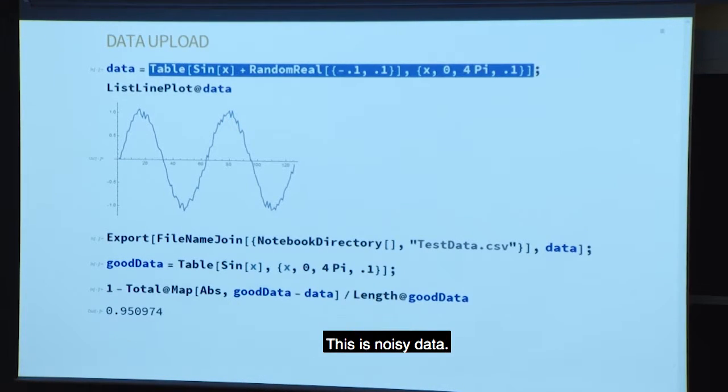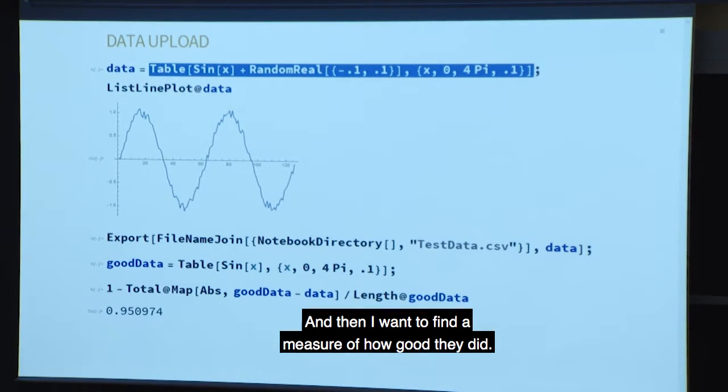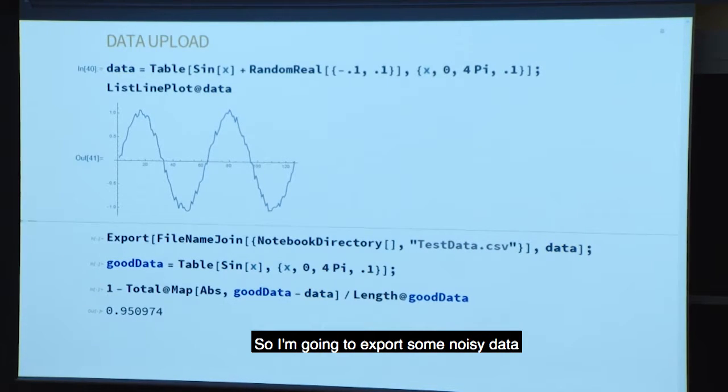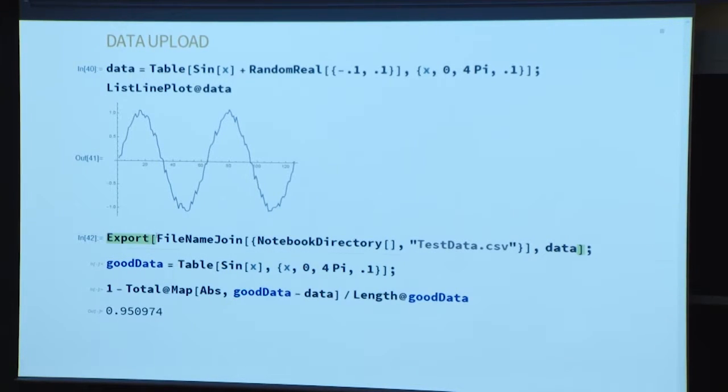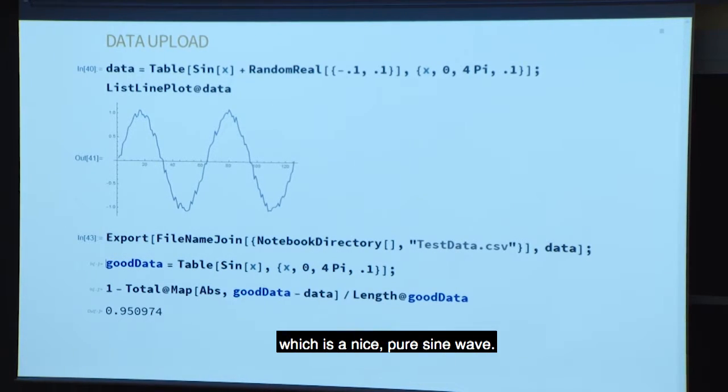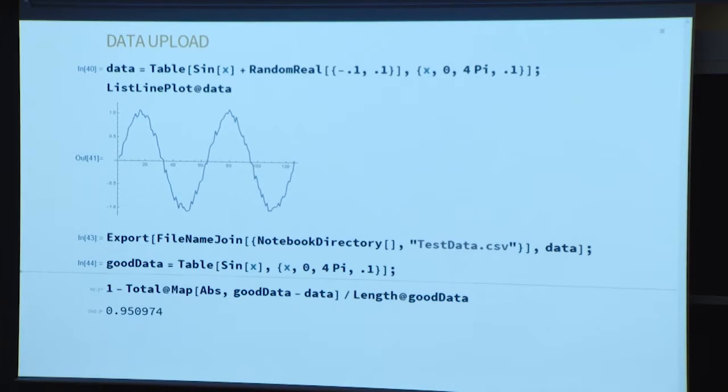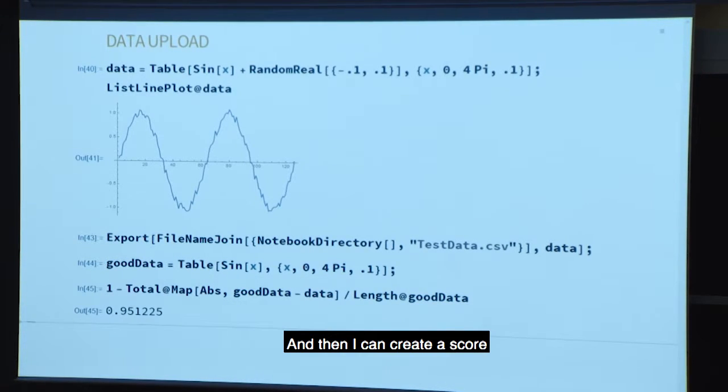This is noisy data. So let's say I want students to go out and try to draw a sine wave, and then I want to find a measure of how good they did. So I'm going to export some noisy data that looks kind of like that. And then I'm going to make some good data, which is a nice pure sine wave. And then I can create a score, which is based on the sum of residuals, so looking at the difference.